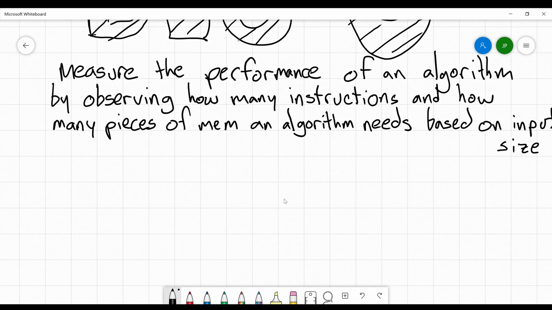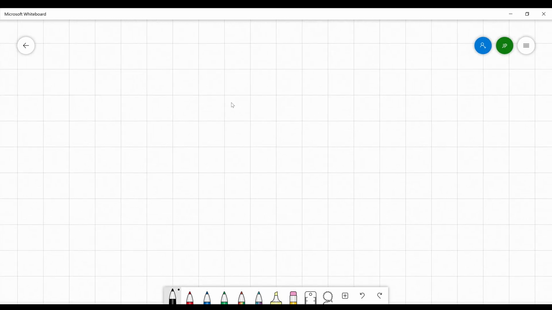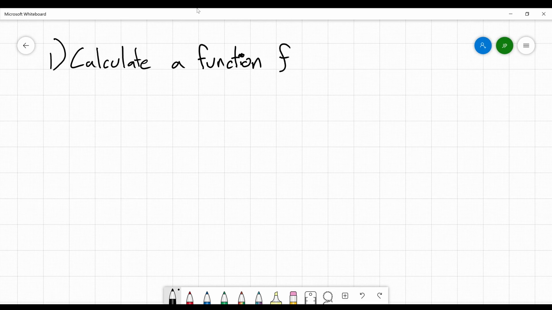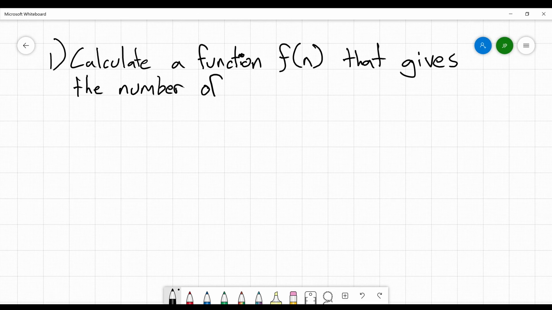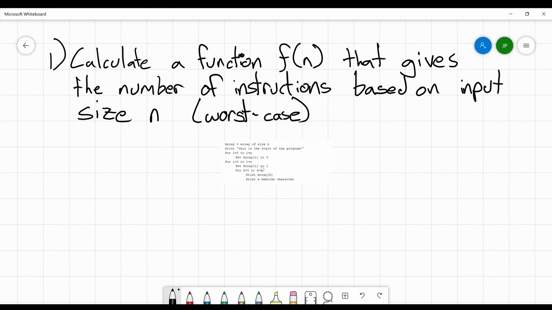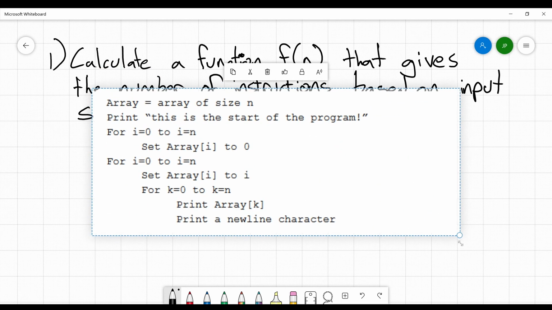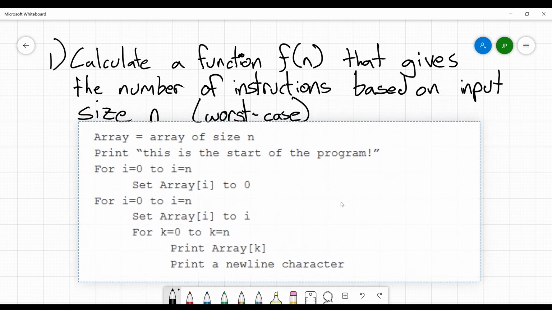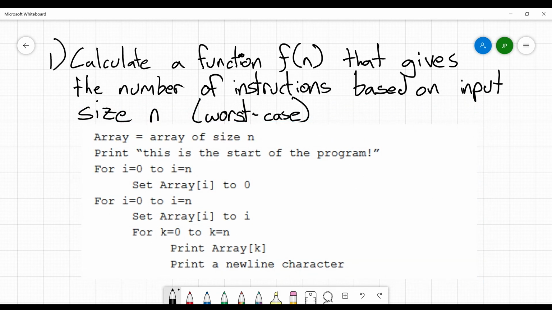To find the big O of an algorithm, you go through three simple steps. First, calculate a function f of n that gives the number of instructions the algorithm executes given the input size is n. Take the following pseudocode, for example. And as a quick aside, pseudocode is code that's written in plain English, so it's easier to understand. First, we see the easiest two instructions to count are the first two, meaning so far we have two instructions.